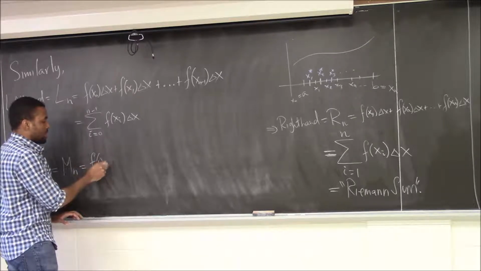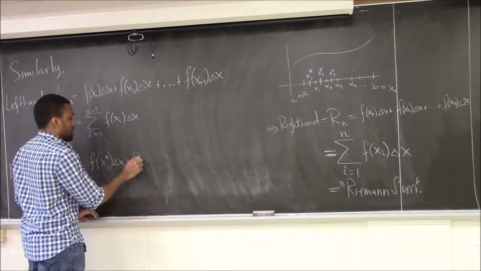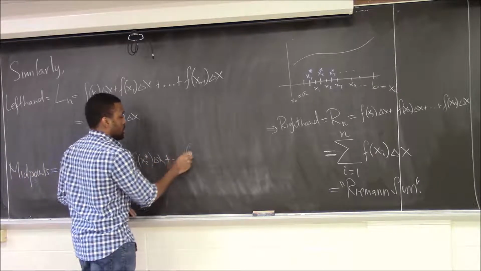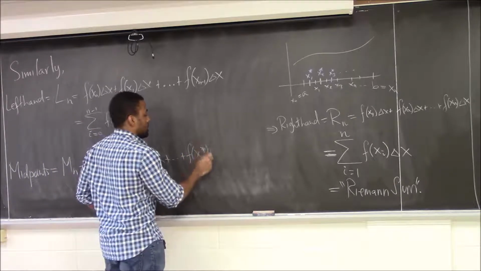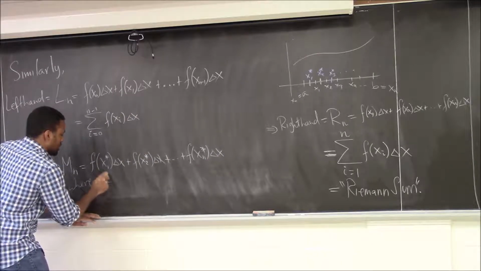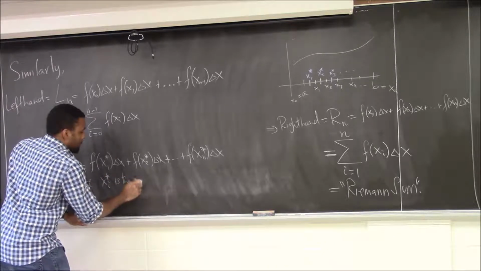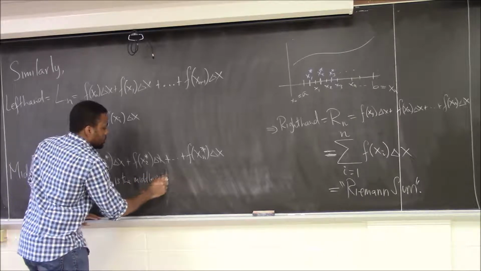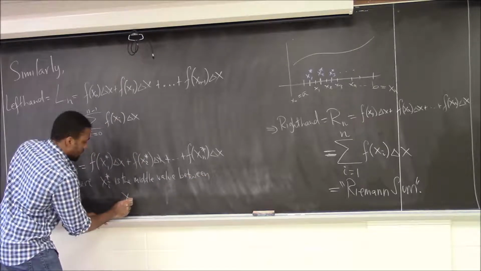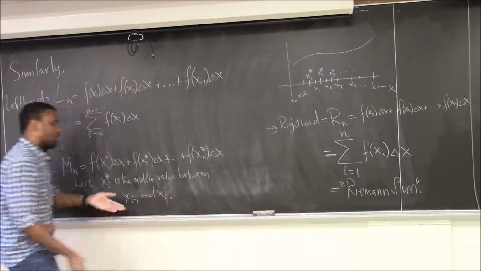So that's f of x1 star times delta x plus f of x2 star times delta x all the way up to f of xn star times delta x, where xi star is the middle value between xi minus 1 and xi. Right, so you take the midpoints and you get the midpoint formula.